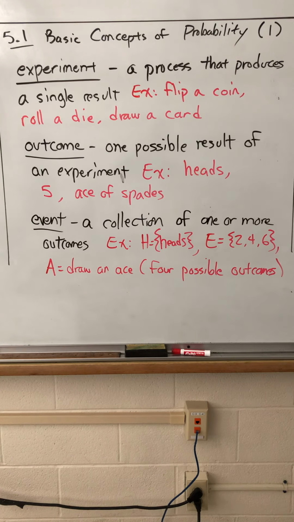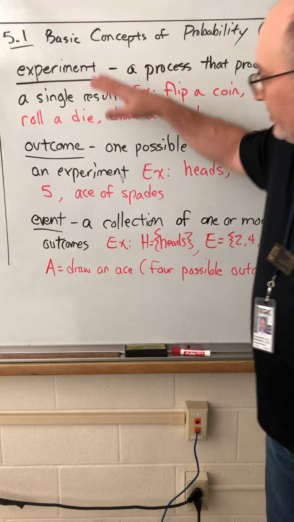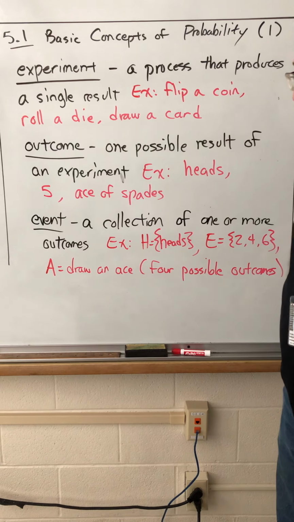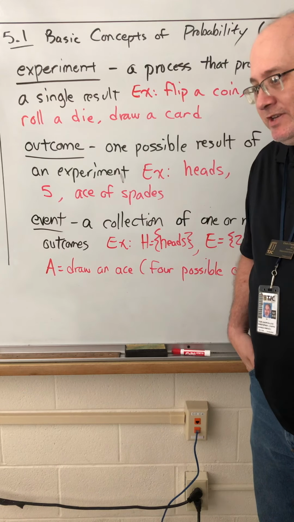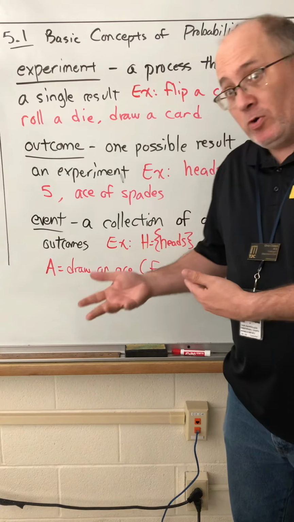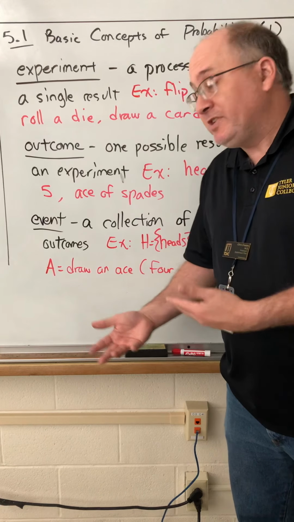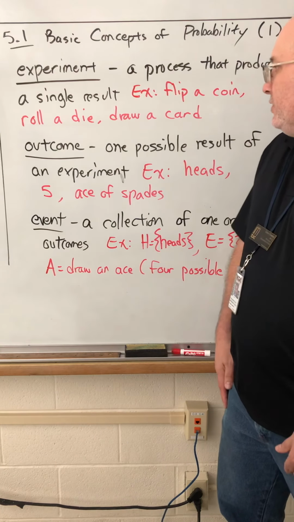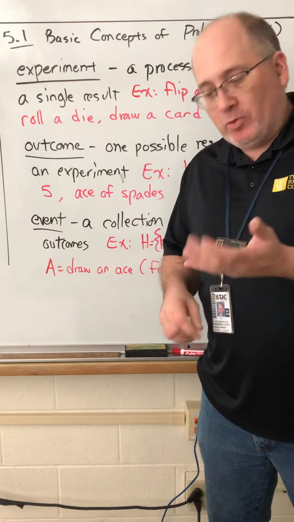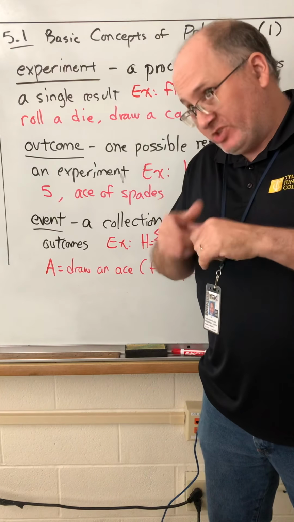What you see on the board currently are three definitions that we're going to start with. You're going to be hearing me say the words experiment, outcome, and event quite a bit. An experiment is just a process that you can do that will have a single result. For example, if you flip a coin, it's going to come up heads or it's going to come up tails. If you roll a die, and when I say a die, I mean a standard six-sided cube with the numbers 1, 2, 3, 4, 5, 6 on it.